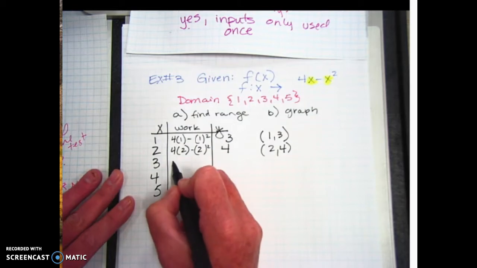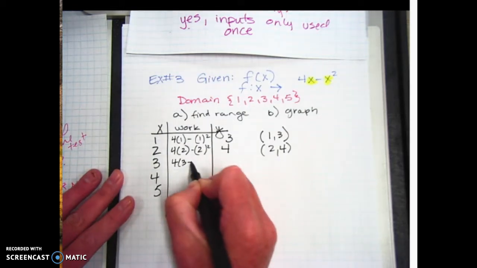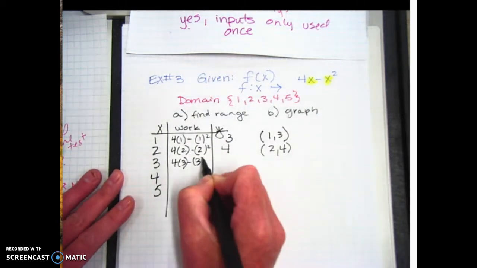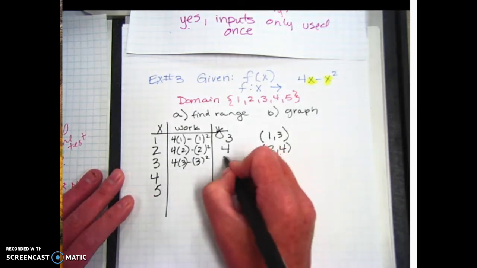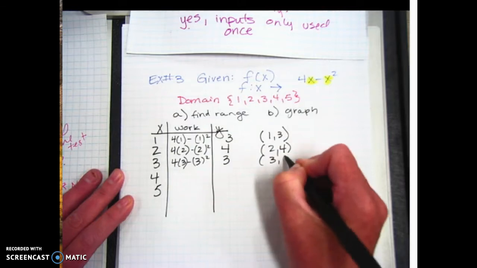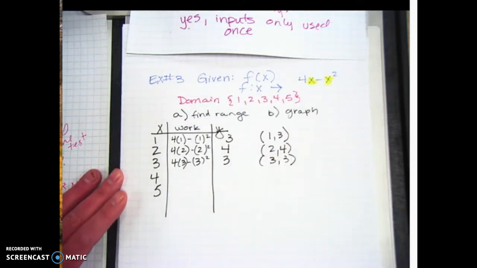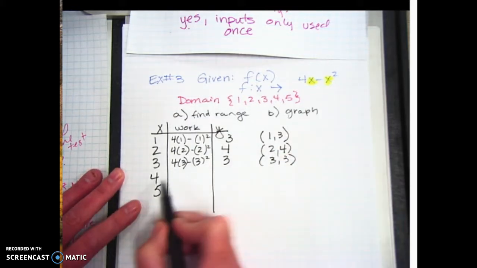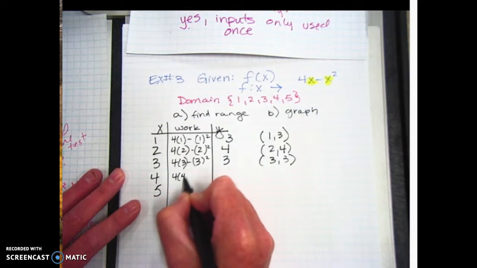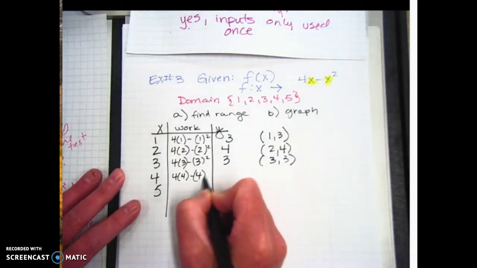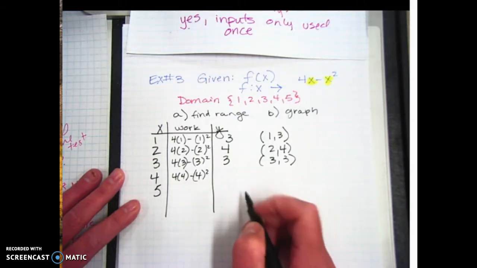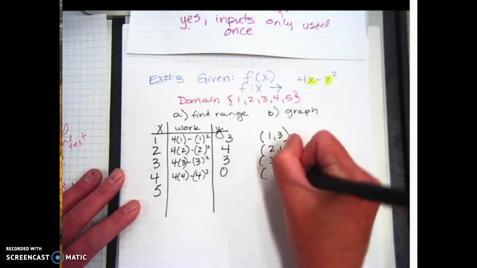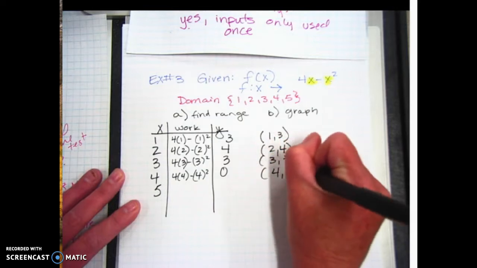Number 3, we're going to plug in a 3. So 4 times 3 minus 3 squared. 4 times 3 is 12. 3 squared is 9. 12 minus 9 is 3. So the ordered pair is 3, 3. Now let's plug in a 4. So we have 4 times 4 minus 4 squared. 4 times 4 is 16. 4 squared is 16. 16 minus 16 is 0. So the ordered pair is 4, 0.